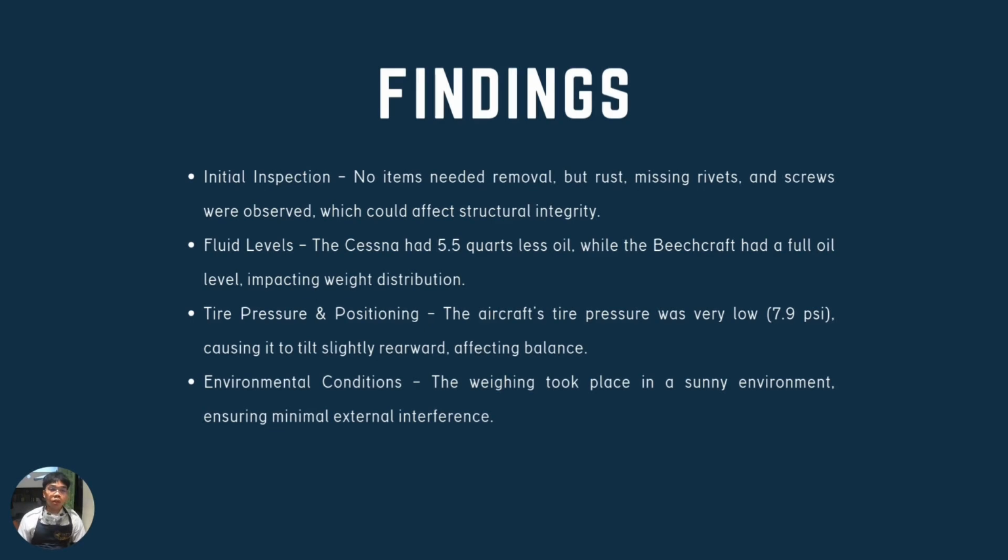Third is the tire pressure and positioning. The aircraft had very low tire pressure, around 7.9 psi, causing a slight rearward tilt which impacts the balance calculations. Last but not least is environmental conditions. The weighing was conducted in a sunny environment, reducing the risk of external interference.